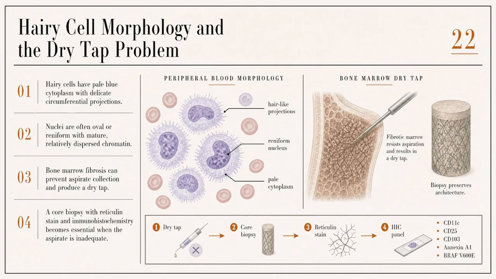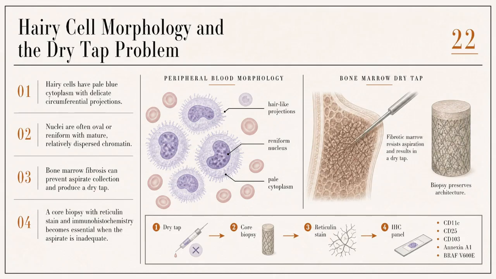For histotechnologists and laboratory personnel, this dry tap is a critical red flag that necessitates reliance on core biopsy specimens rather than aspirates for diagnosis. The core biopsy provides an intact architectural context and allows for reticulin staining, which highlights the extent of fibrosis. Reticulin stains are indispensable in confirming marrow fibrosis, as they reveal the dense meshwork of fibers that correlates with the aspiration failure. From a histotechnology perspective, specimen triage and processing are crucial.